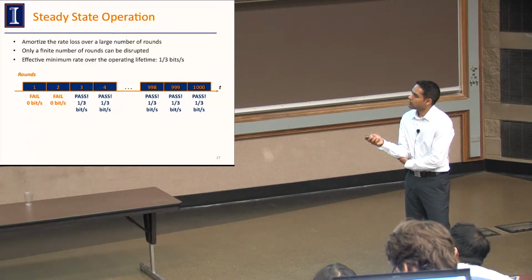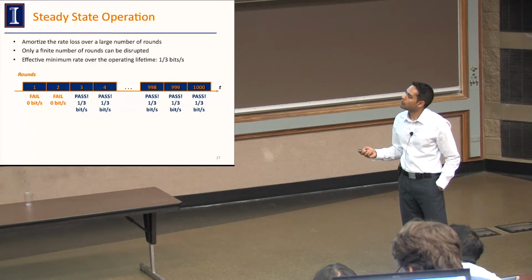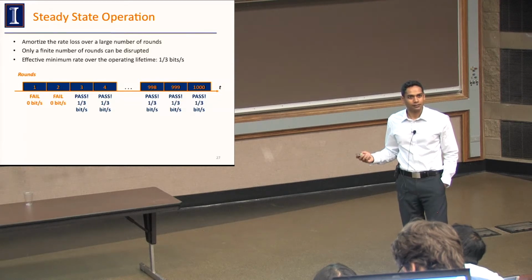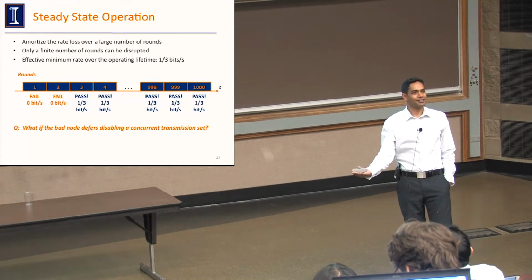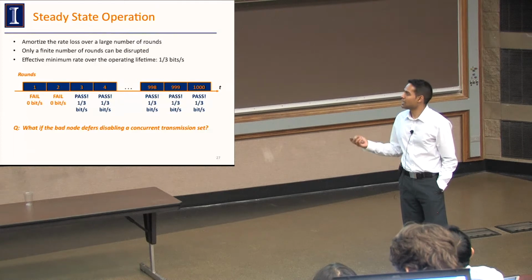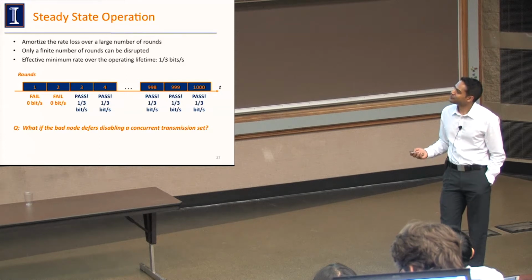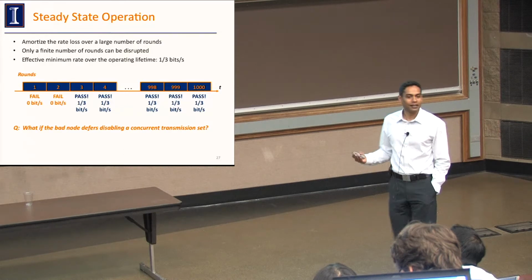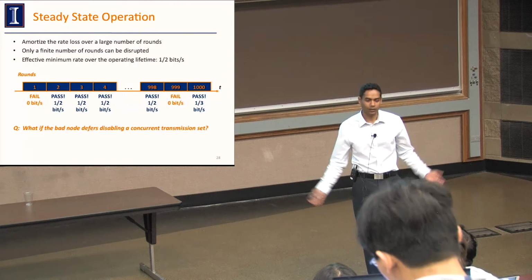So the effective rate for the future will be 1 bit per second, which is larger than 1/3. So basically, if node C jams, then it reveals its hand. It reveals that it's an attacker. So it does more damage by opting to cooperate with the protocol. So in general, the attacker effectively has two strategies. It can either jam to disable concurrent transmission sets, or it can cooperate.